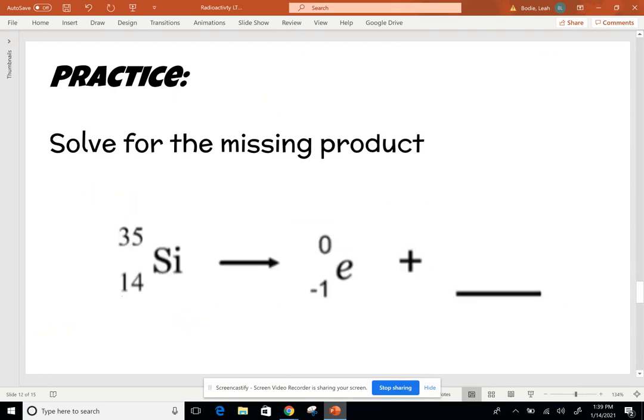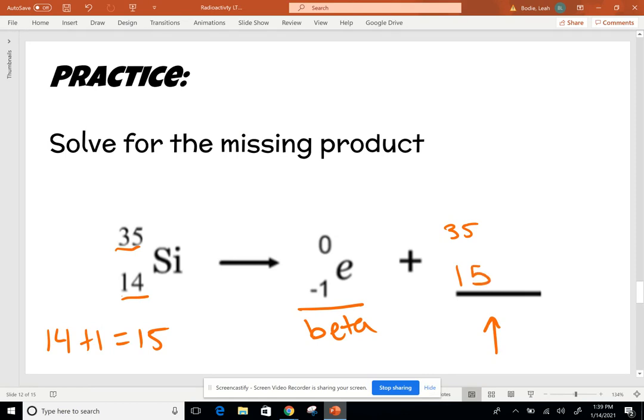All right. So now we're going to go ahead and solve for a missing product. So this time we're going to figure out what should go on this end. So I have my reactants of what I'm starting with, and we can see that it's going to undergo beta decay here. So if we remember, our mass number is going to stay the same. So I can carry this 35 over here. And then if we remember, our atomic number is going to increase by 1. So I can just take 14 plus 1, and that equals 15.